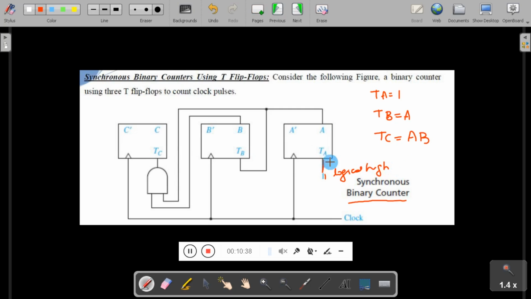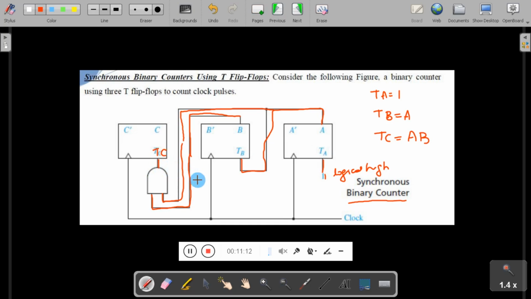After that TB is nothing but A. I will connect TB to A. Then TC is nothing but AB. So I will take two signals. One is from A and second one is from B. And I will connect that two signals to an AND gate. Output of the AND gate is connected to TC.